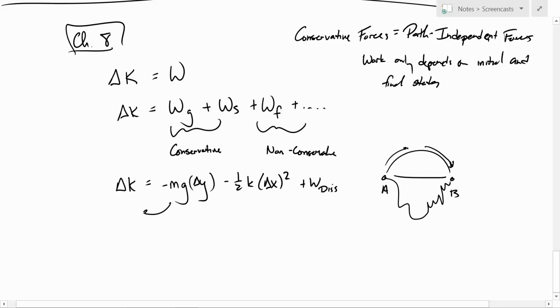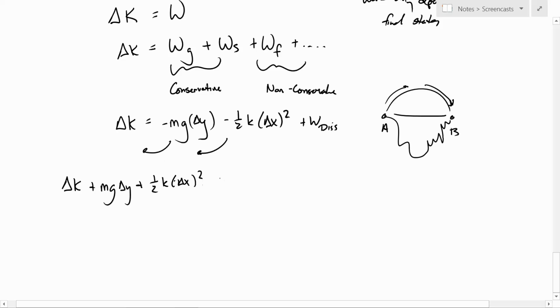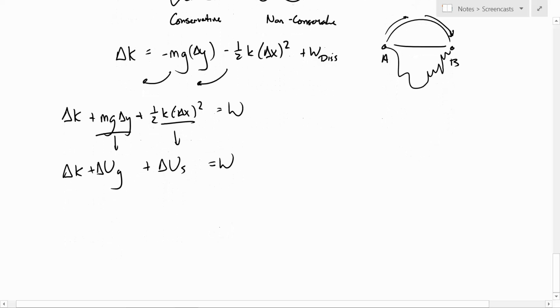Instead of leaving these on one side, we move them over to the other side of the equation, so we have delta K plus mg delta y plus 1/2 k delta x squared. And now this we think of instead as a potential energy. Just a change of label. So collectively, we call this our mechanical energy.